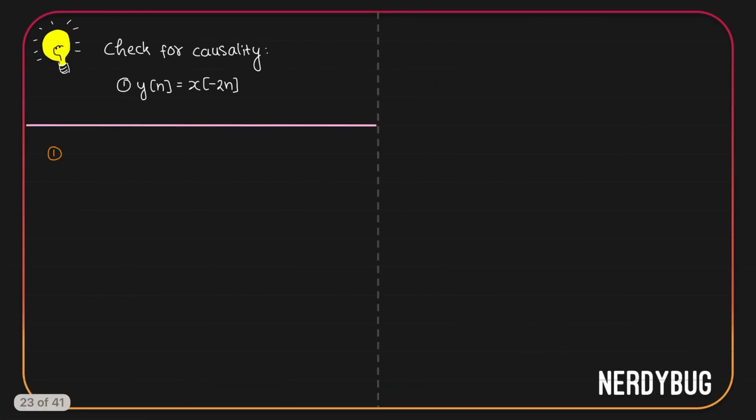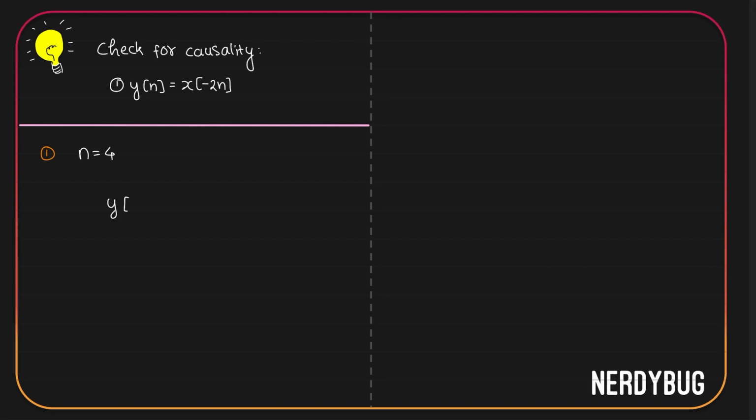Let us now solve a problem. We have to check for causality. The equation is y of n equals x of minus 2n. Let's take an example for n. Let's say n is equal to 4. According to the equation, y of 4 will be equal to x of minus 2 times 4, so x of minus 8. That is, to produce y of 4, the system needs to know x of minus 8, which obviously is a past input. And a causal system is allowed to depend on the current and past inputs or outputs. So this seems to be right for a causal system.